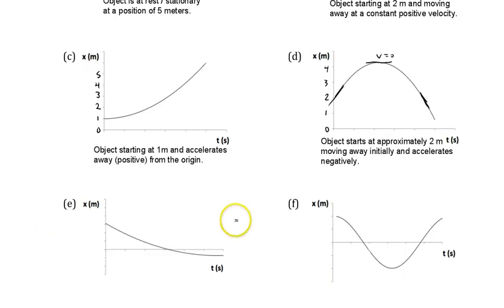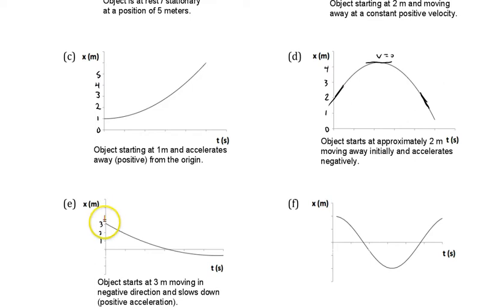Okay, let's go on to E here. We have an object that is starting off, here's 1, 2, 3, so about 3 meters here. And then it is moving in towards the origin, but as you can see, the slope is becoming less and less negative, and eventually here the slope is 0. So here I started with 3 meters and then moving in the negative direction. It slows down eventually to a speed of 0, and all along through here we have a positive acceleration.